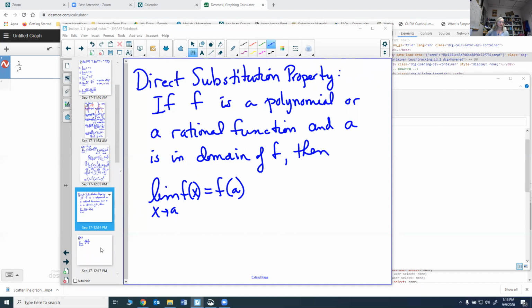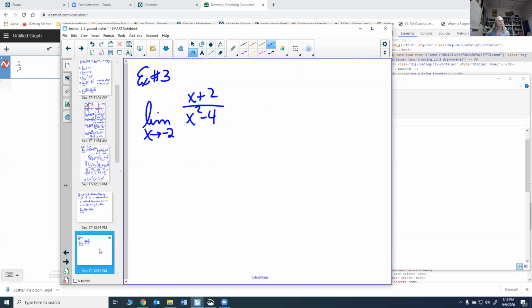So this is a very nice, useful one, provided we're in the domain. So the first thing to do is to actually find the domain of this function. So let's go ahead and find the domain of this function.